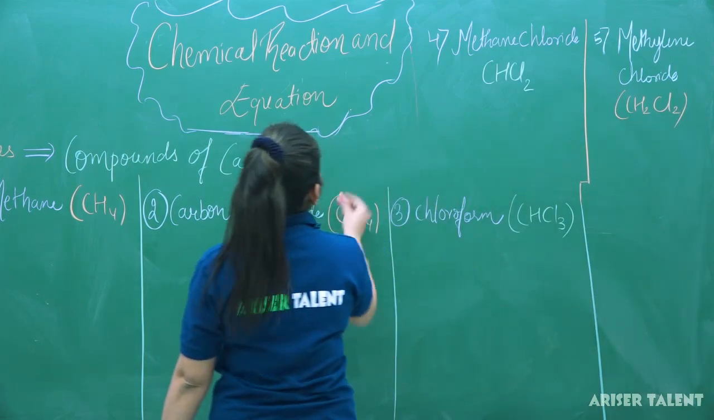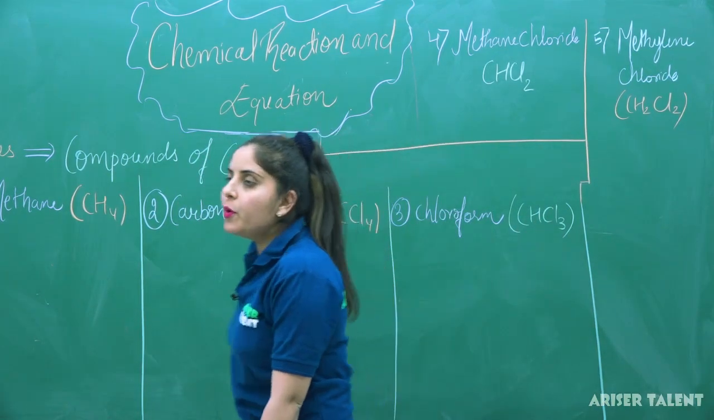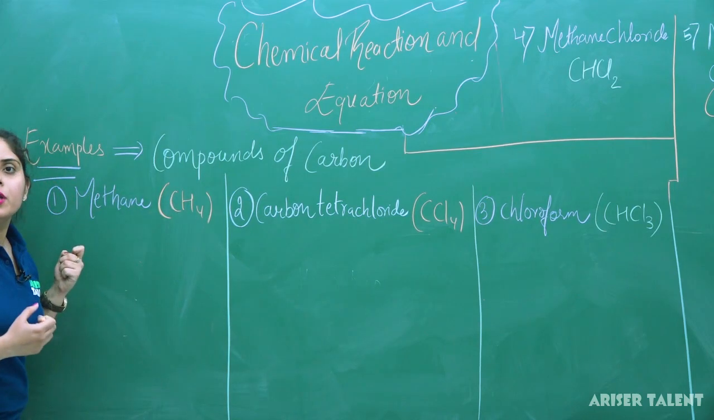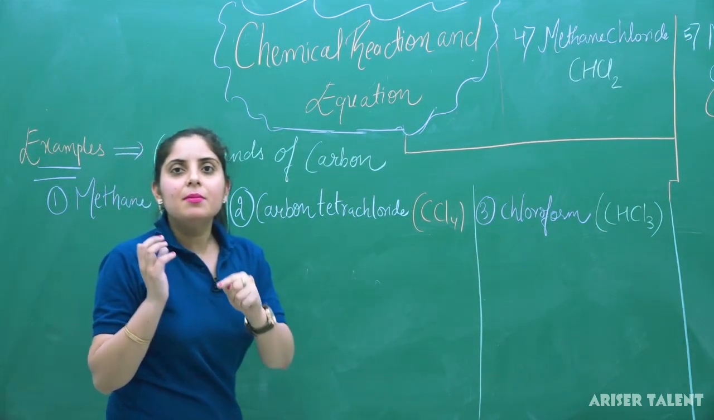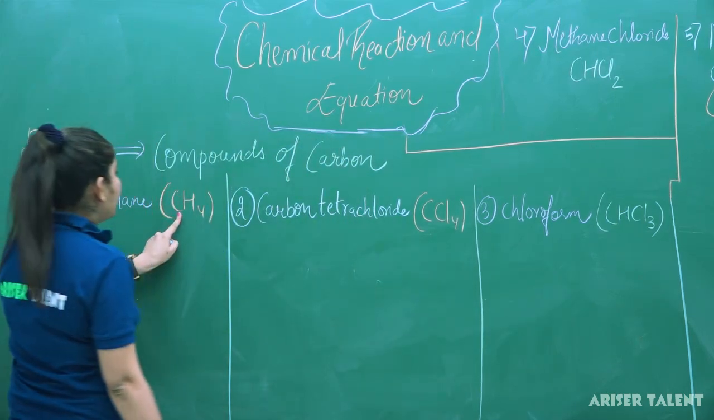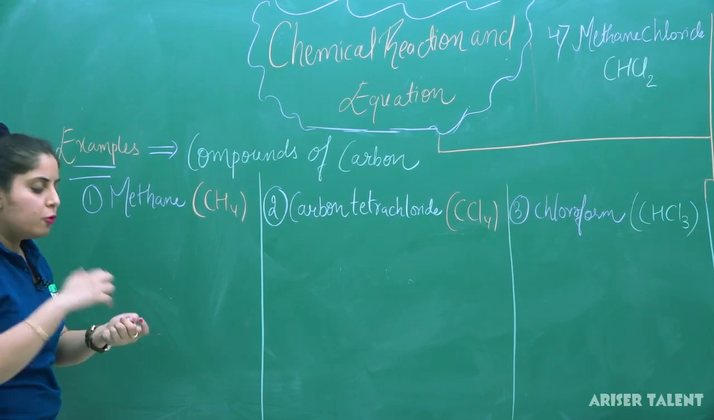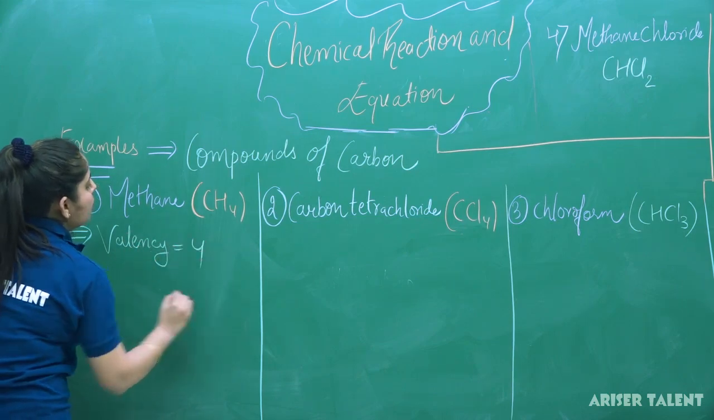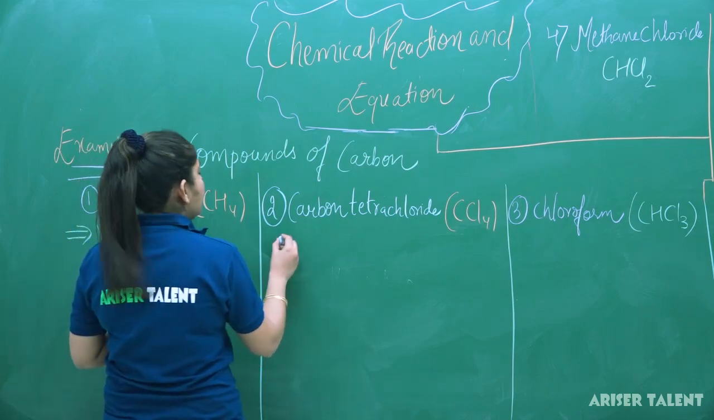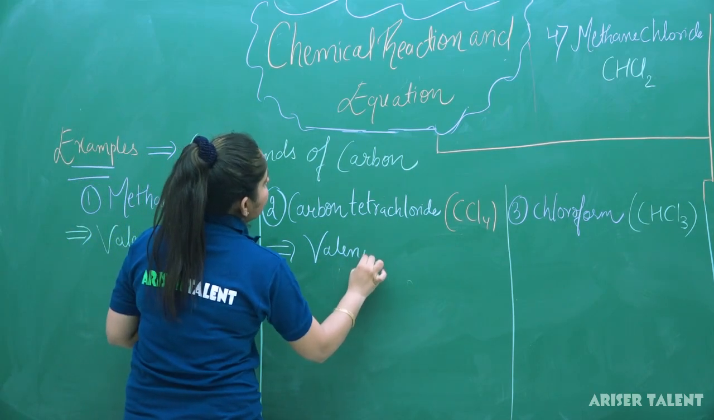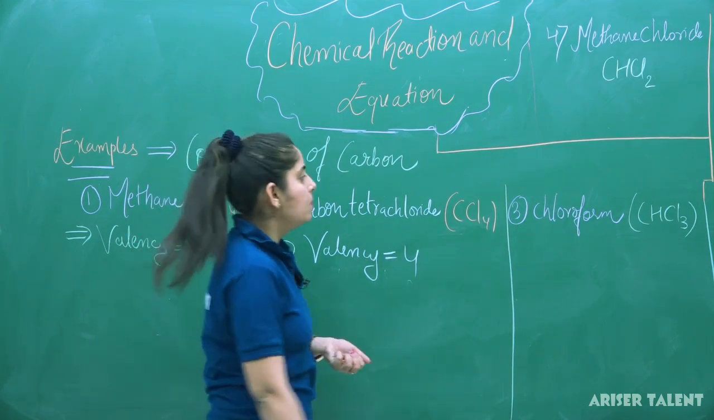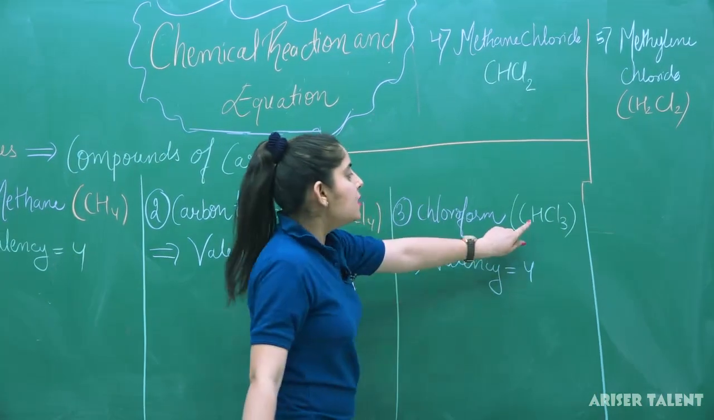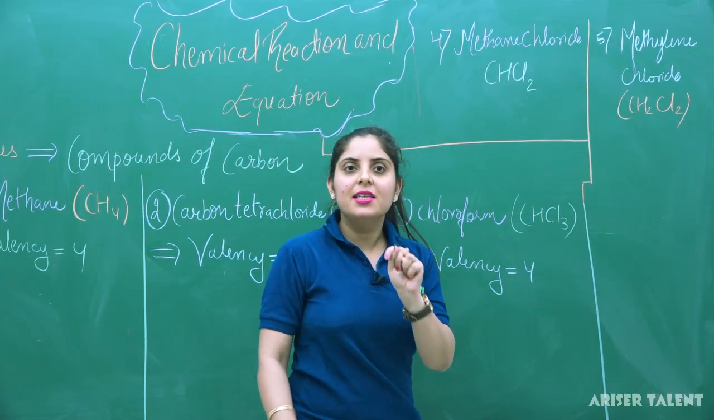Now, we have taken different compounds of carbon. What we want to identify is the valency and the oxidation state in each case. Firstly, I am talking about valency. Valency means the combining capacity of an element. In the case of methane, carbon has the ability to combine with four hydrogen atoms, so the valency of carbon here is 4. For carbon tetrachloride, the valency of carbon will be 4. For chloroform, again the valency of carbon will be 4, because carbon is single and chlorine and hydrogen are 3+1, that is equal to 4.